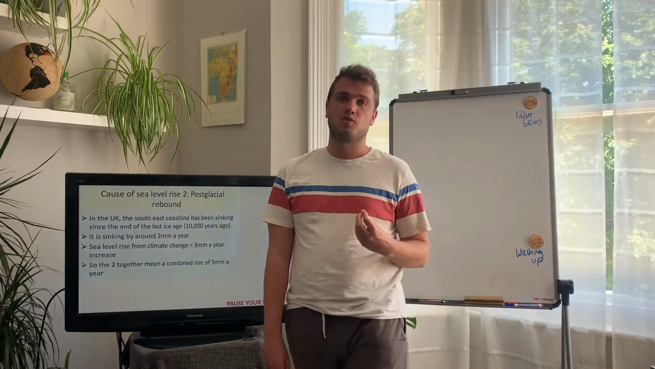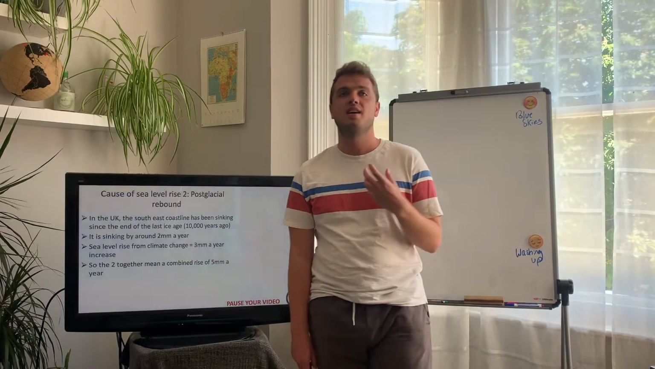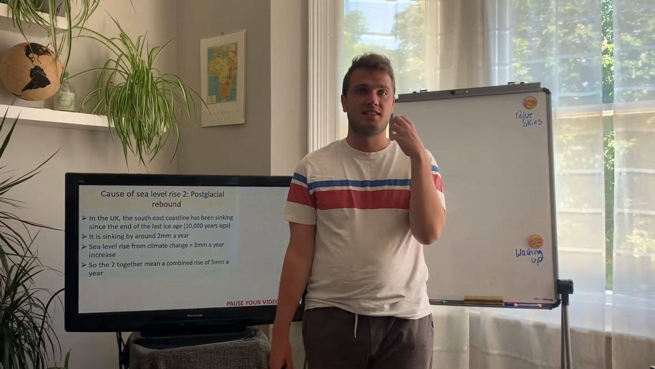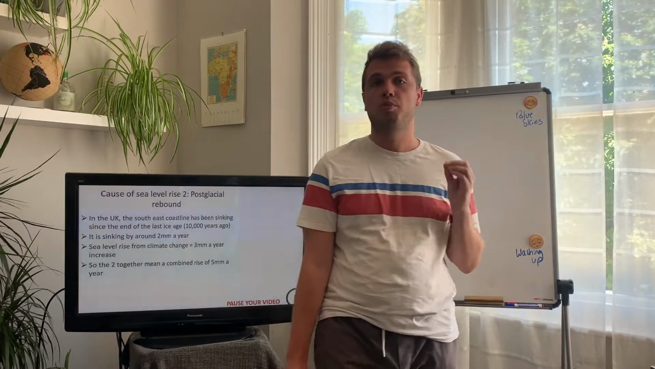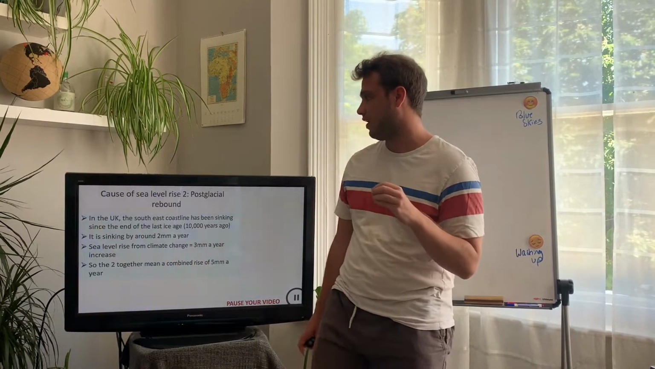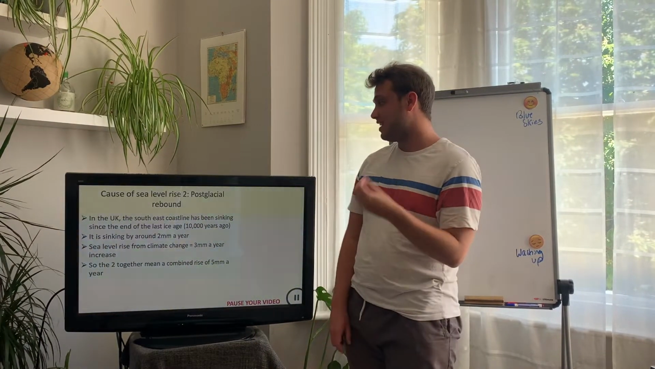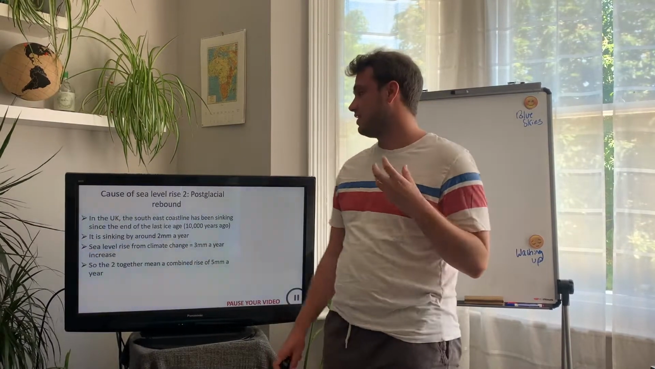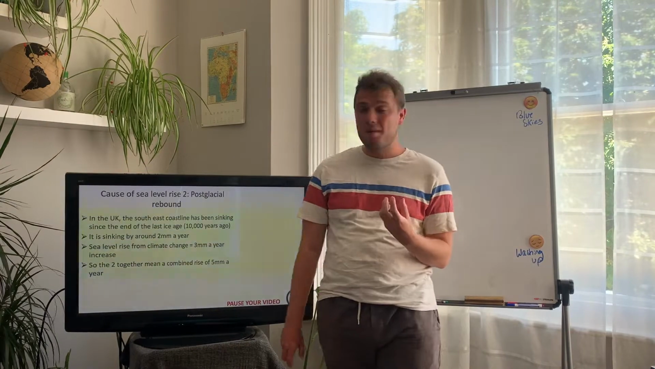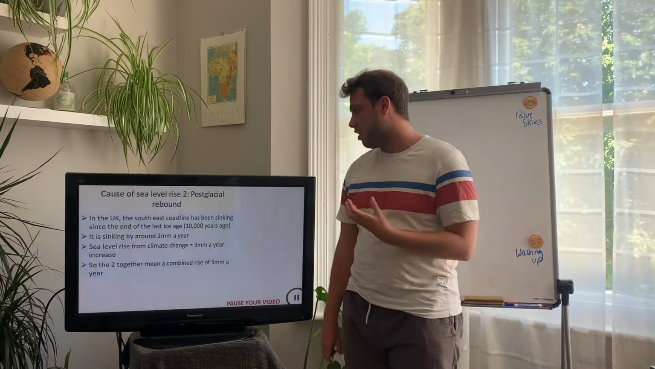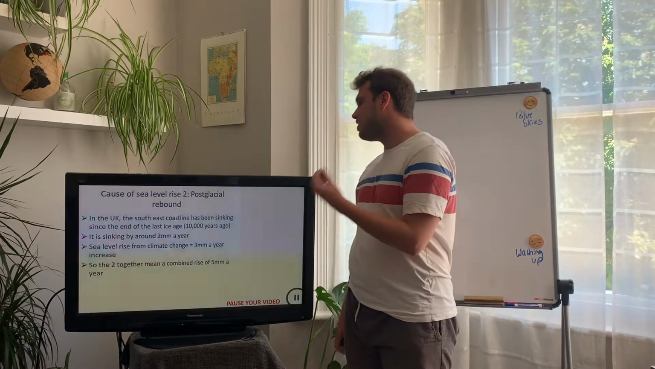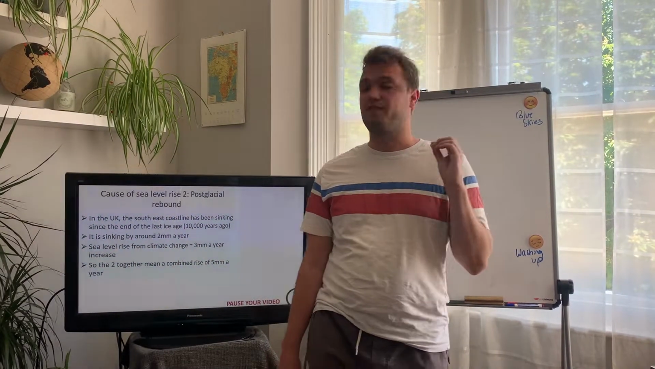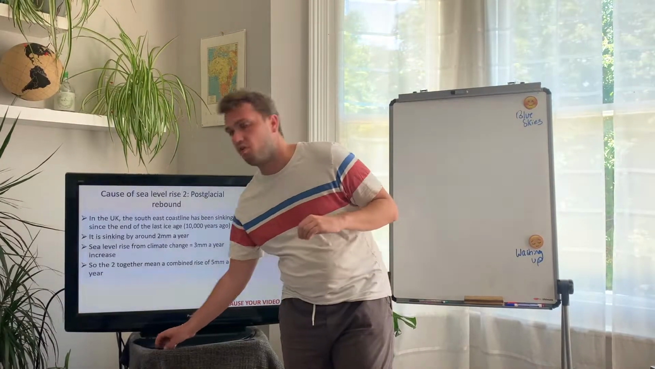Okay, so we've had to think about storm surges, but there is one other key way that sea level rise is going to impact the UK, and this one is quite complicated. The second cause of sea level rise is called post-glacial rebound. In the UK, the southeast coastline has been sinking since the end of the last ice age. It's sinking by around 2 millimetres a year. Sea level rise from climate change will mean there's 3 millimetres a year of an increase. So the two together mean a combined rise of 5 millimetres a year in the southeast of the UK.